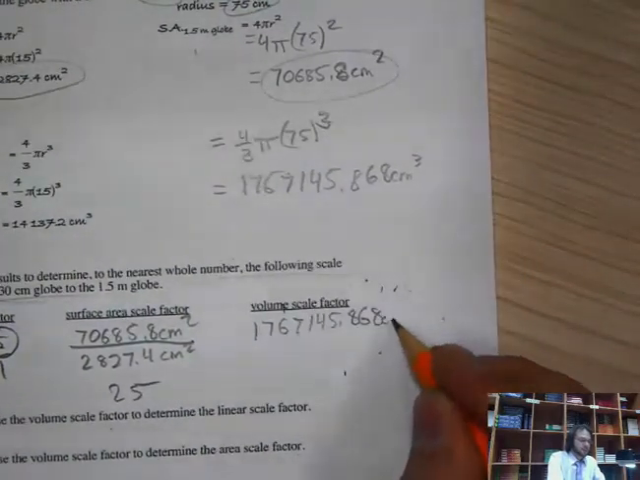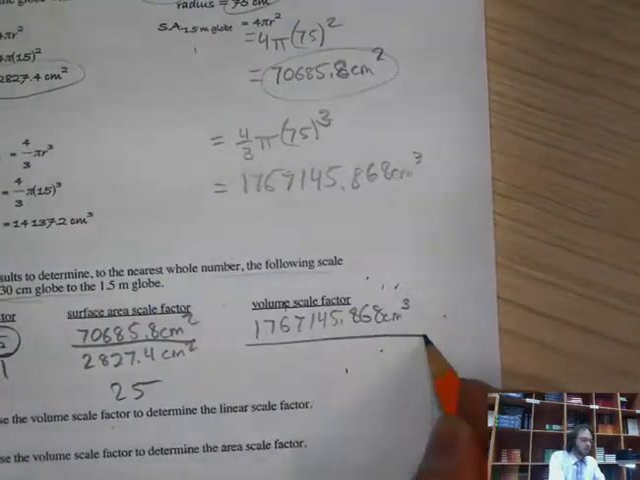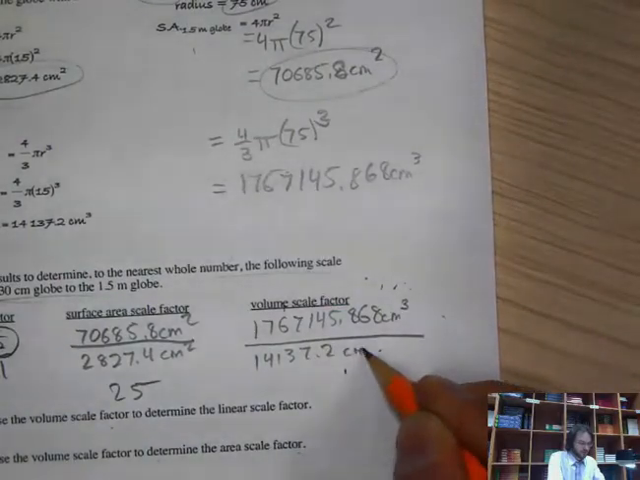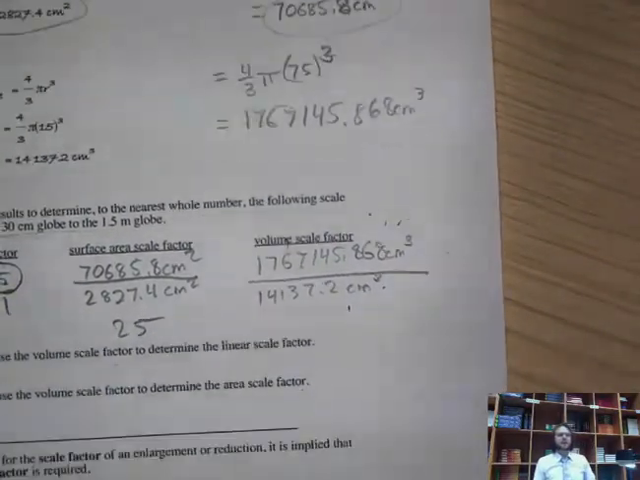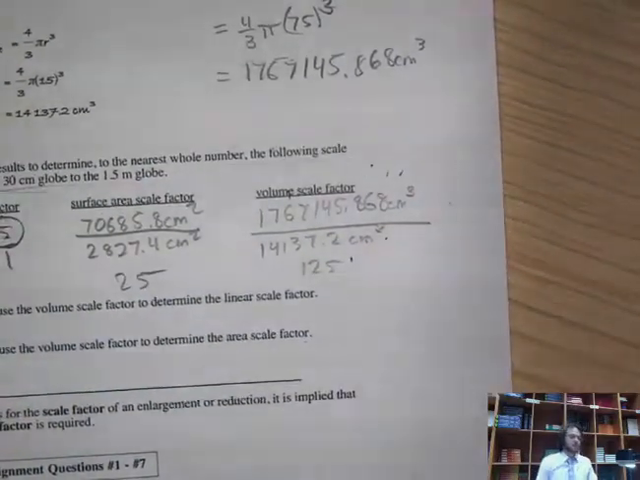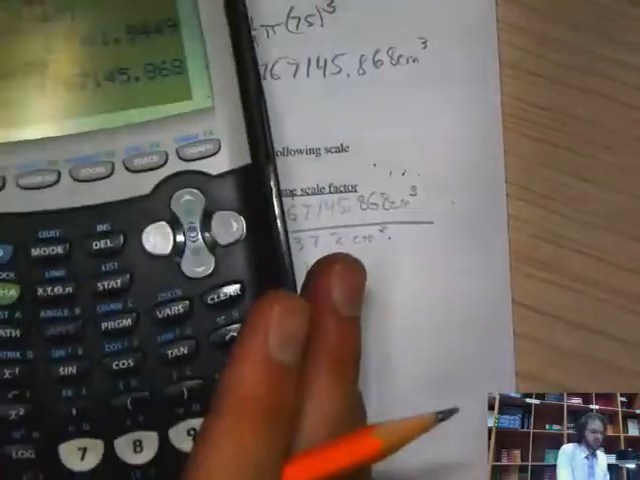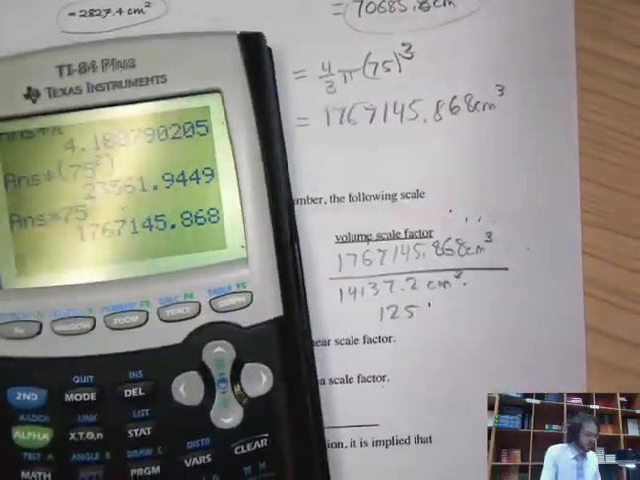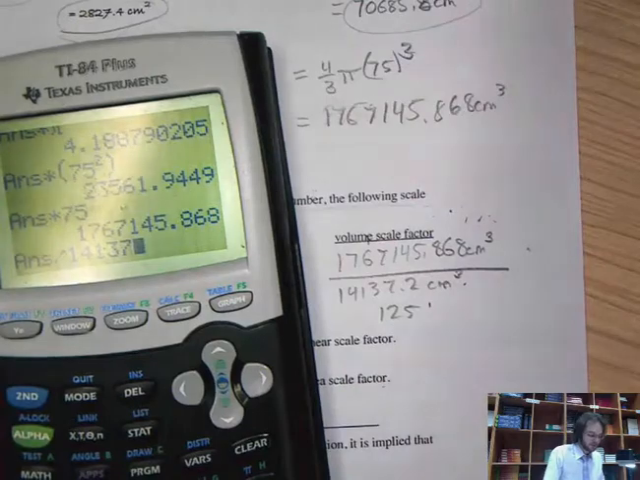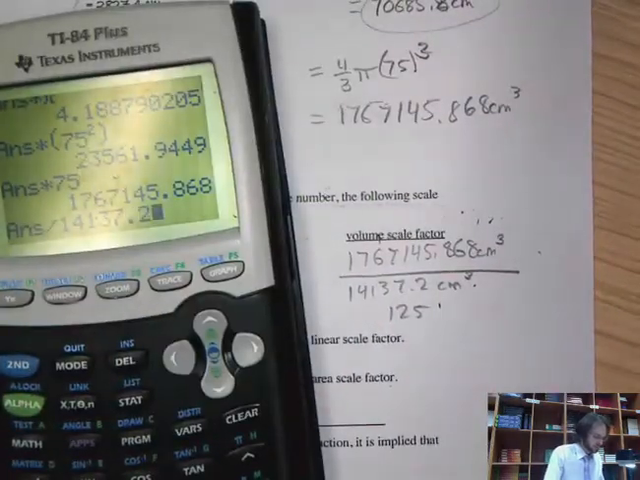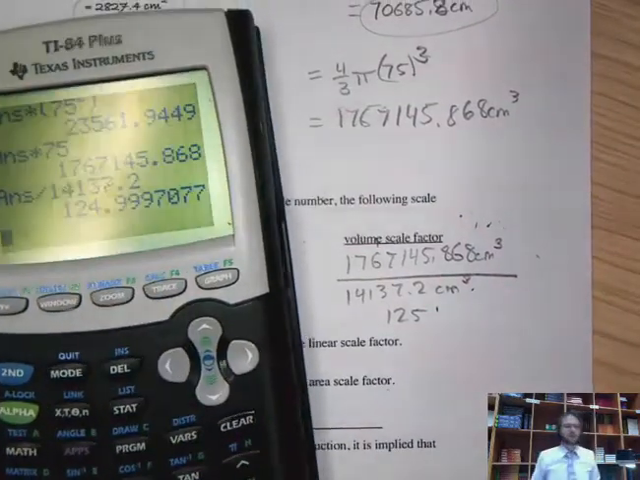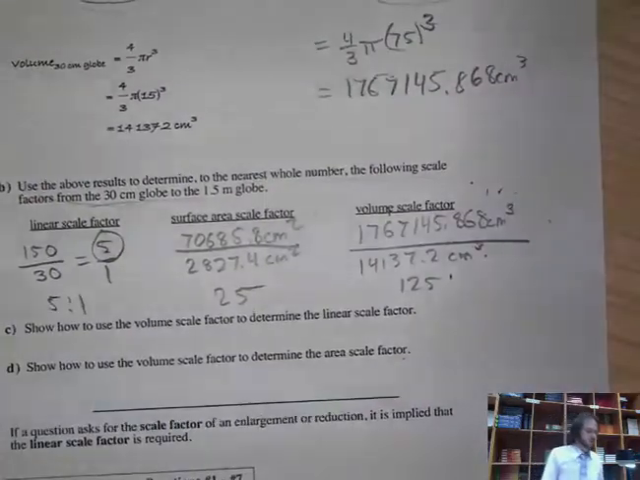Now my volume is going to be 1767145.868 centimeters cubed, all over 14137.2 centimeters cubed. I'll trust you guys to punch this in your calculator at home, but I'm just going to go 5 cubed, which is 125. And if I did punch that in, let's try this. I'm going to divide it by 14137.2. Oh, that's fairly close. I might have had one decimal wrong there, which gives me approximately 125. That's close enough. We just round.